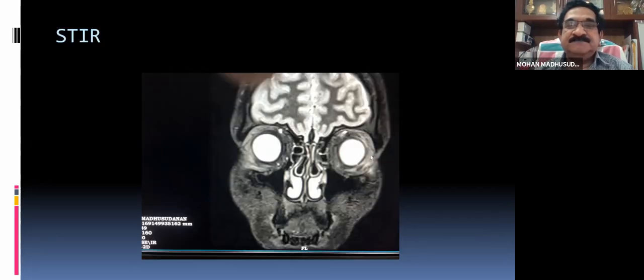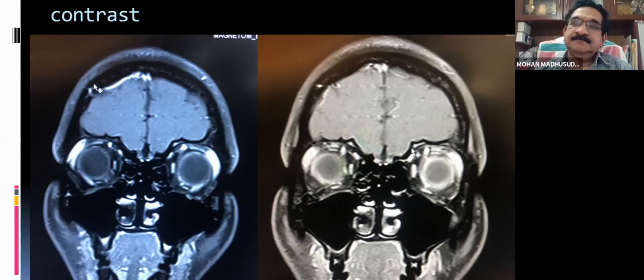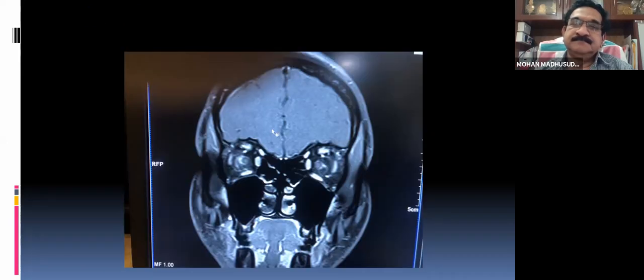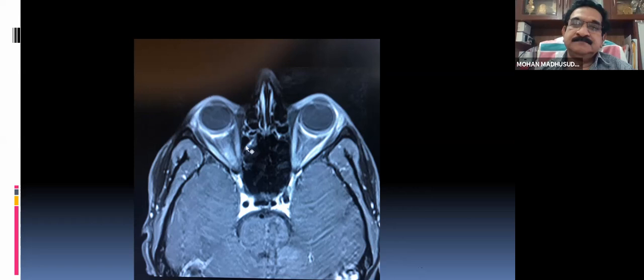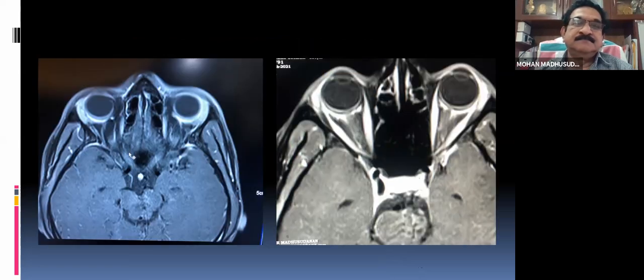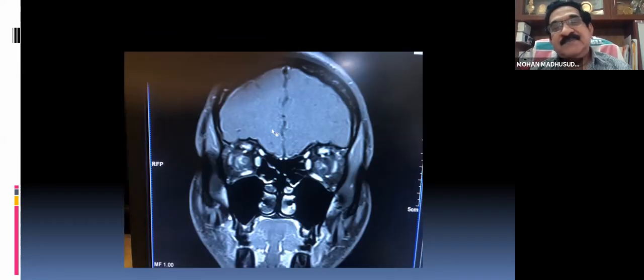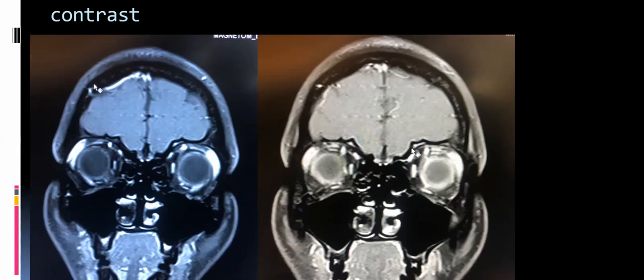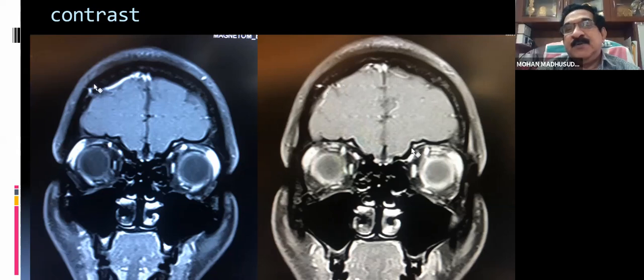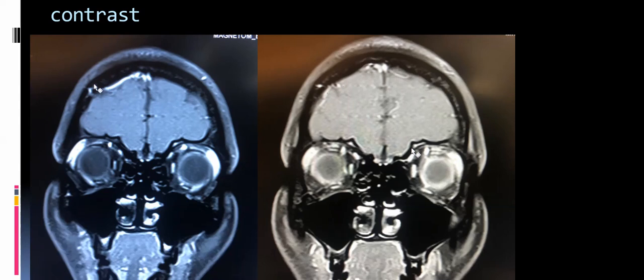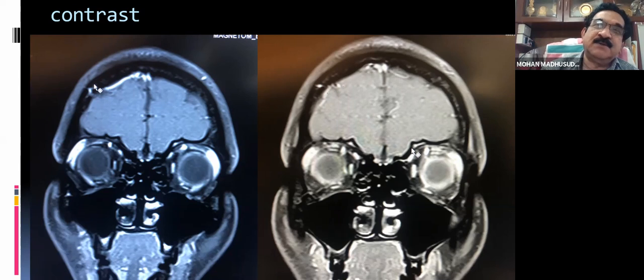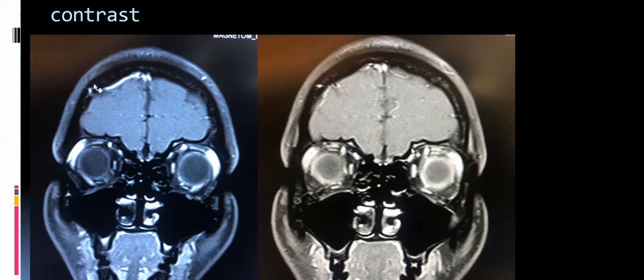I'll show the STIR sequence. Then contrast. Okay. So what do you think from the MRI after seeing the MRI? Bilateral superior venous sinus thrombus. Superior ophthalmic vein prominence, that's all. Otherwise, normal only. Okay. So is it unilateral or bilateral? More on the right side. Bilateral. More on the right. But the cavernous sinus region is normal. Normal. So what do you think?